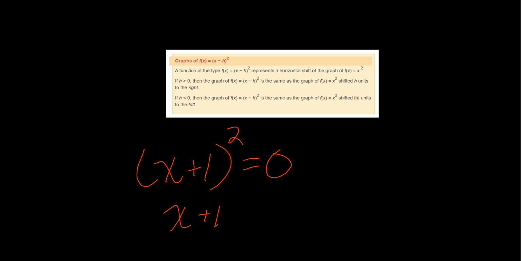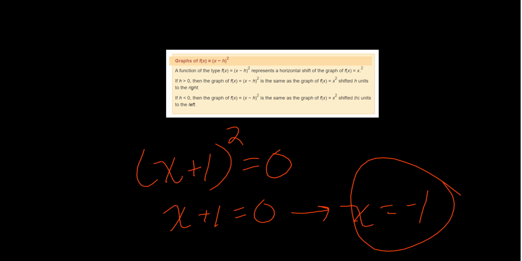If we have x plus 1 quantity squared and we equate it to 0, we have x plus 1 equals 0, or in other words, x equals -1. Notice that is essentially the opposite, in all forms of plus 1. It always shifts the opposite way.